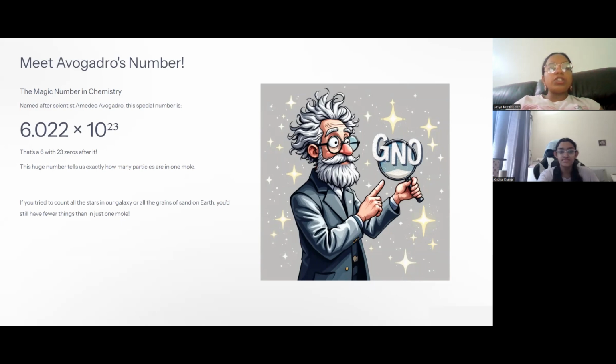This is a huge number, and it tells us exactly how many particles are in one mole. If you try to count all the stars in our galaxy or all of the grains of sand on Earth, you would still have fewer things than in just one mole. Isn't that crazy?